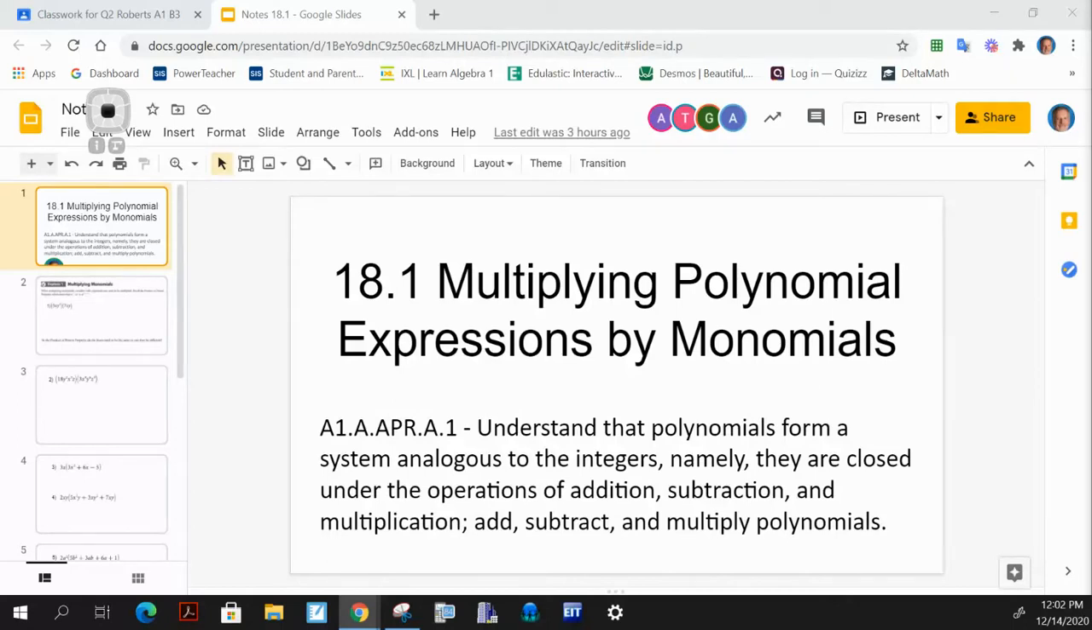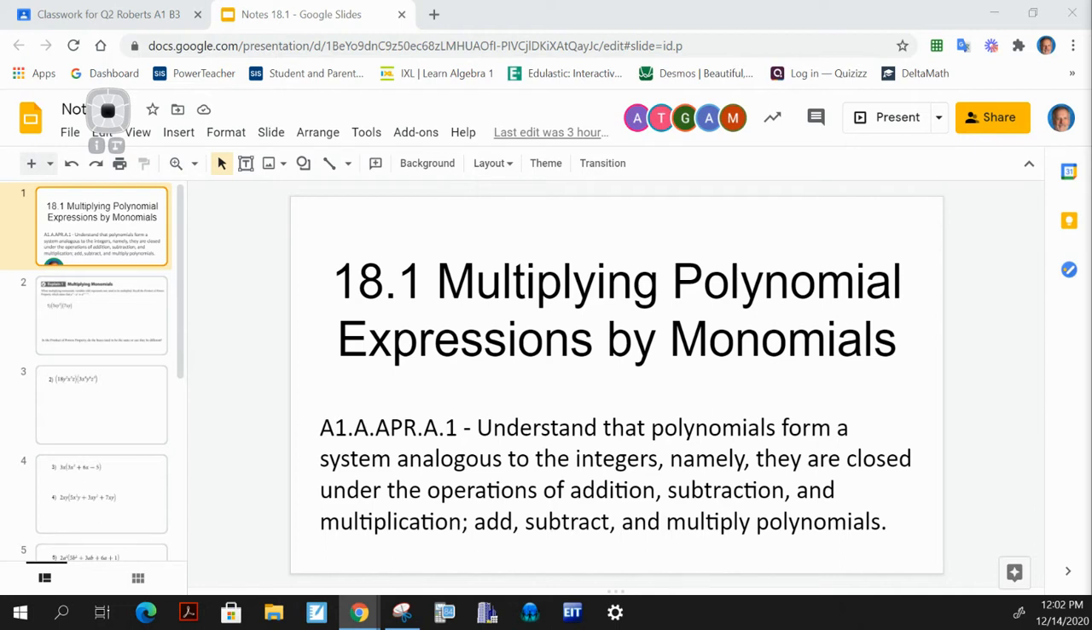One of the important things to realize when we're dealing with polynomials is that the very same rules that we've already learned that guide addition and subtraction, multiplication and division, also guide our rules with polynomials. We've been adding and subtracting polynomials. Today we're going to multiply polynomial expressions by a monomial. And it's a pretty simple process as long as you remember your operational rules.